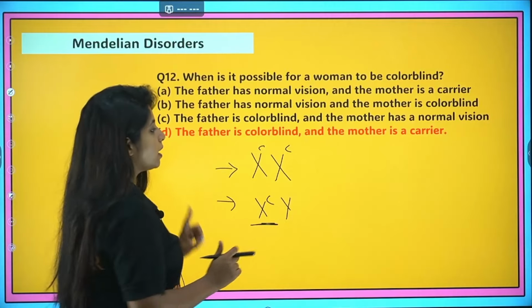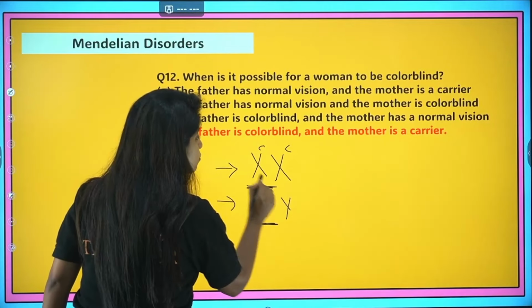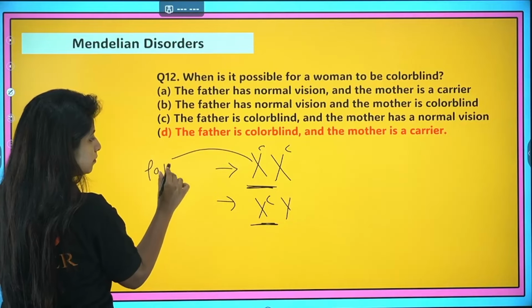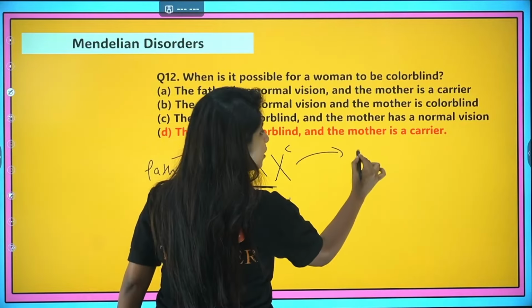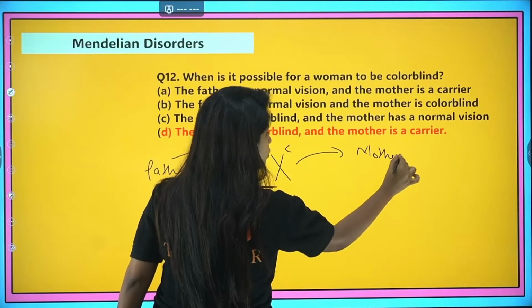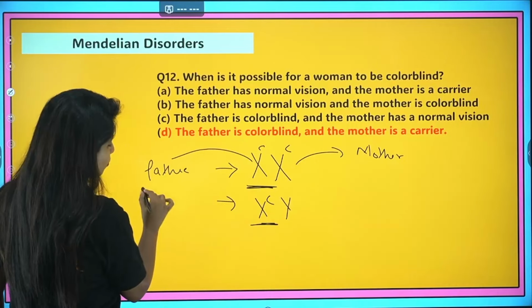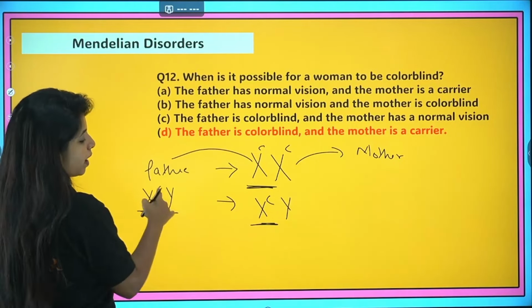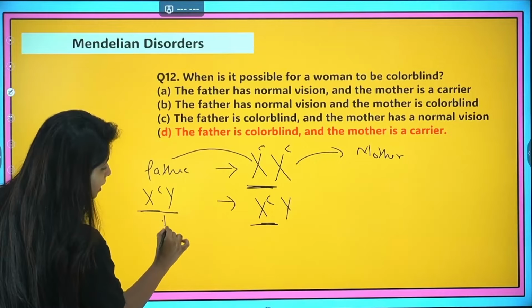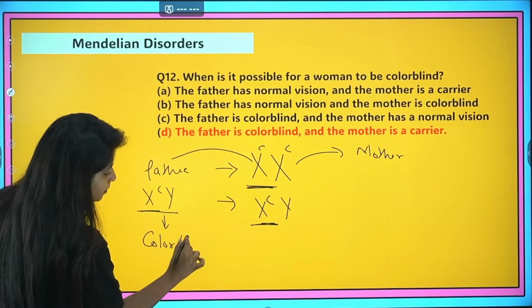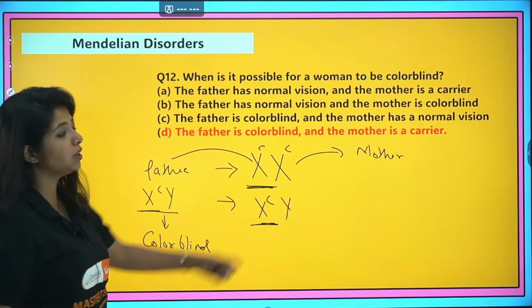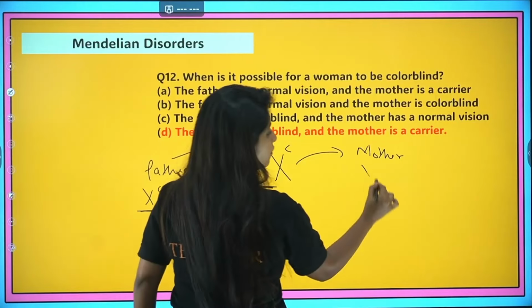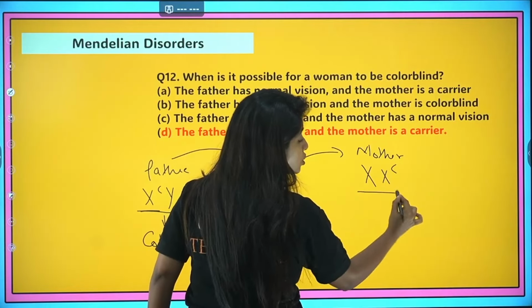So, a woman can be colorblind when she gets one X chromosome from her father and one X chromosome from her mother. Now, my dear children, you only think: a father can only have this condition if he has just one X chromosome, and that X chromosome has to be like this. That means the father would definitely be what? Colorblind. On the other hand, if we talk about the mother, she can have a condition like this where she can be just a carrier.